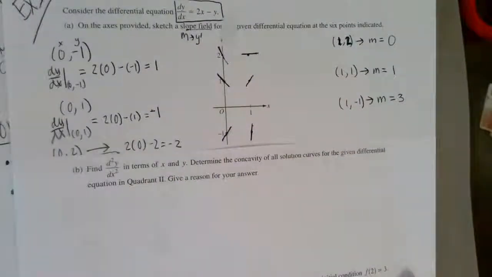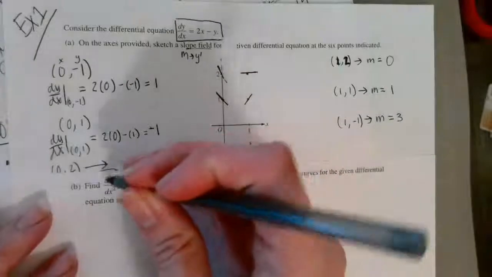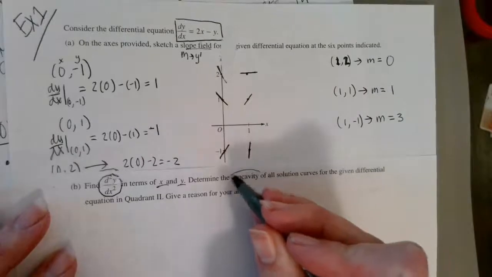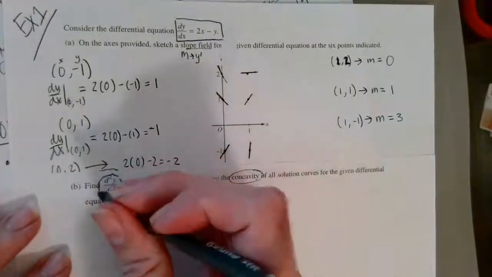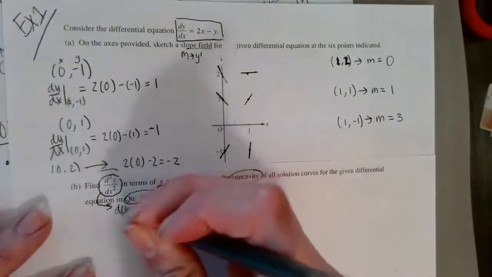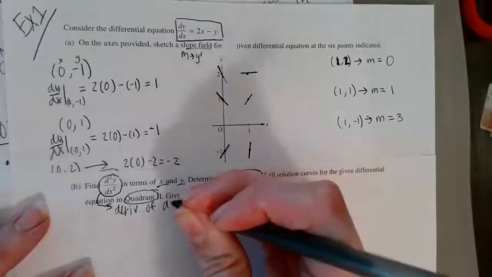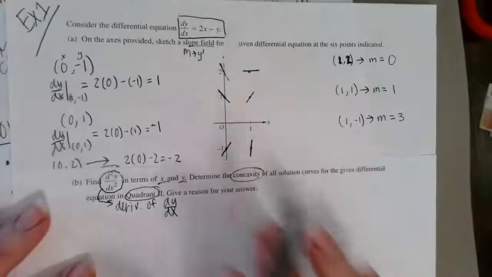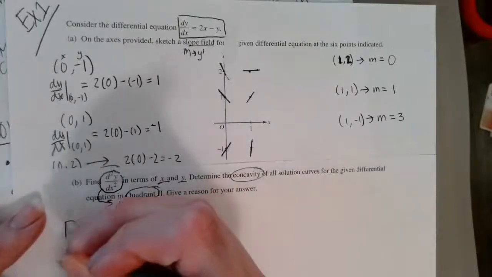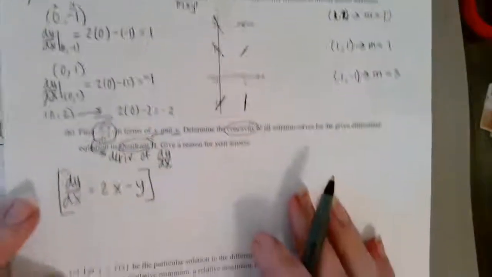All right, part B. Find d squared y over dx squared in terms of x and y. Then determine the concavity of all solution curves for the given differential equation in quadrant 2. Give a reason for your answers. d squared y over dx squared is the second derivative. It is the derivative of dy dx. So what I'm going to do is take the dy dx they give me, dy dx equals 2x minus y, and I'm going to differentiate implicitly with respect to x.